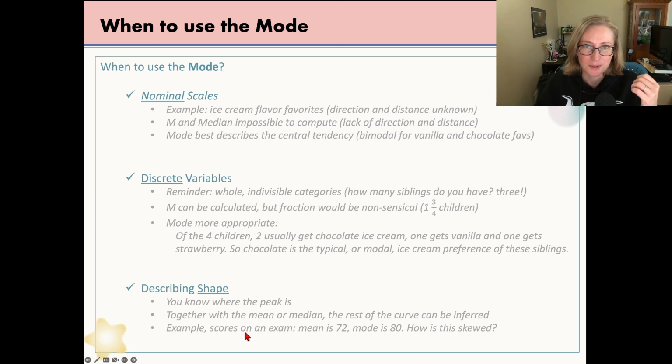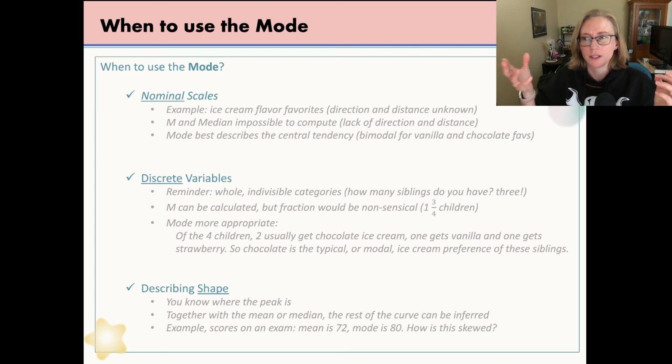And this is what I was hinting at. So for example, if you have the scores, you have the mean and you have the mode, you can kind of figure out in your head what the shape of the curve, or the shape of the frequency distribution, is supposed to look like. So here our mean is 72, our mode is 80, right? So our mode is higher than our mean. So this should be enough for you to figure out whether or not this is positively or negatively skewed.